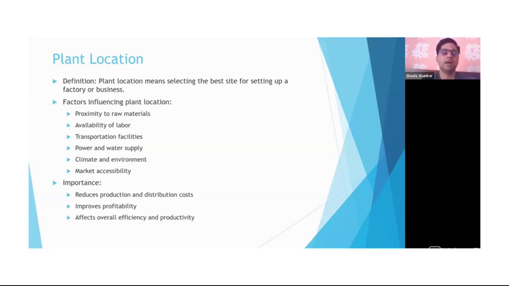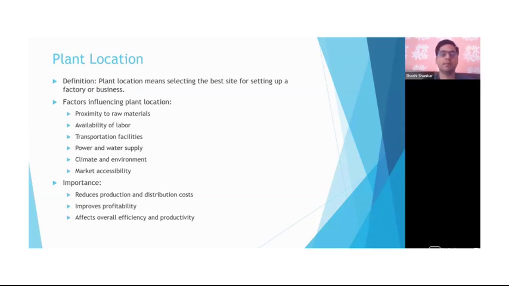Okay, I've jotted down a couple of points. So first one is proximity to raw material, right? So definitely we have to think about the proximity of the raw material. How far from where we have to take it, how much time will it take to reach the plant location and all. Another one is availability of labor. Definitely, this is also a resource of production. So we have to also see what will be the cost of the labor, what could be the availability of the labor, right? Then transportation facilities, definitely.